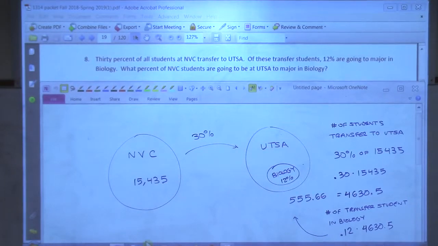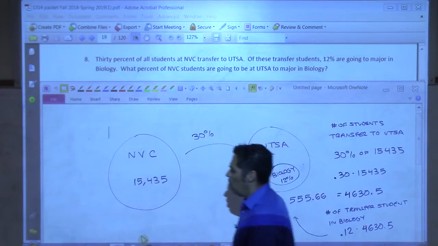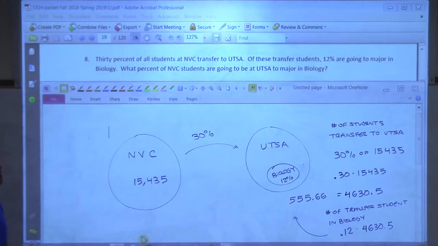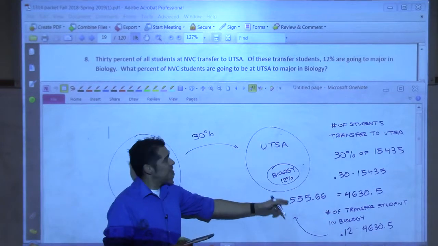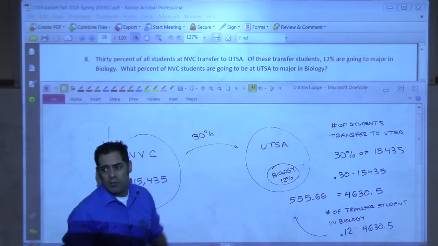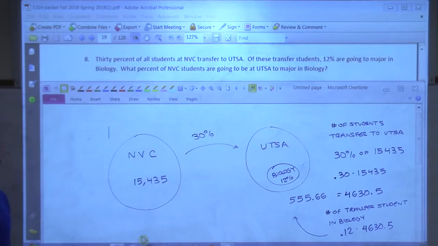Number 8 and number 7 are very similar, right? The only difference is what? They don't tell you how many students you start with, right? And they're not asking for the number of students that are going to be going into biology, right? They're not asking how many students wind up in biology. They're asking what percent of students wind up in biology, right? So how can we figure out what percentage?